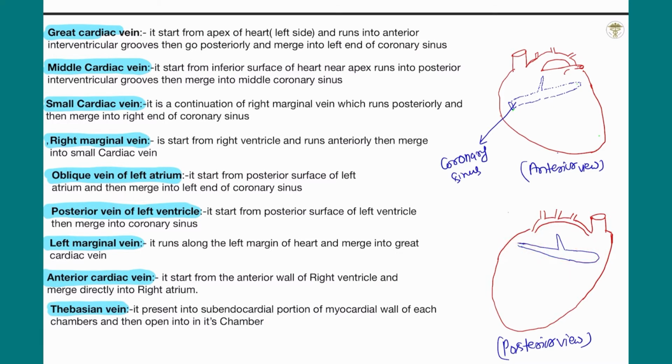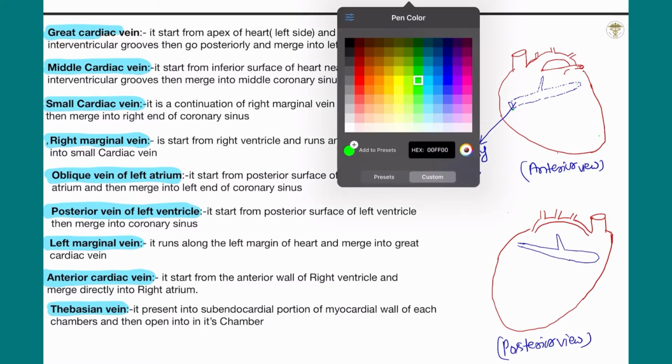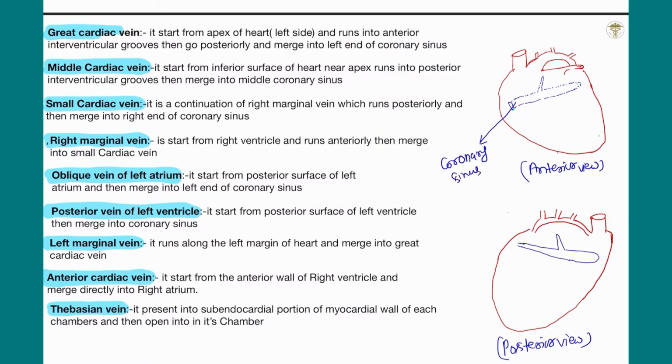First of all I will make all veins in the anterior view. Then after that I will discuss the posterior view, so you will not be confused. First of all, I will discuss the great cardiac vein. First of all, I will change the color. These veins start from the apex of the heart. Where is the apex of the heart? You all know, this is the apex of the heart.